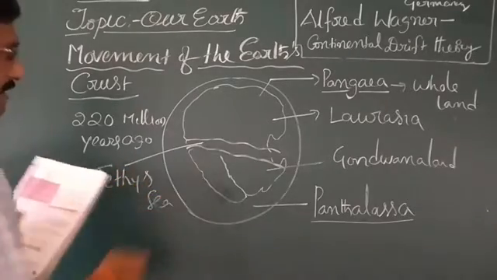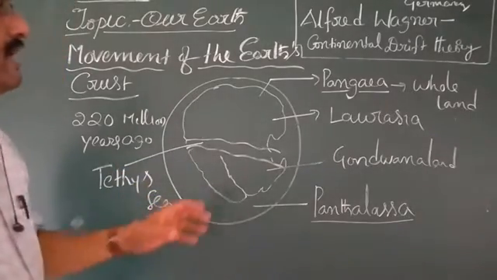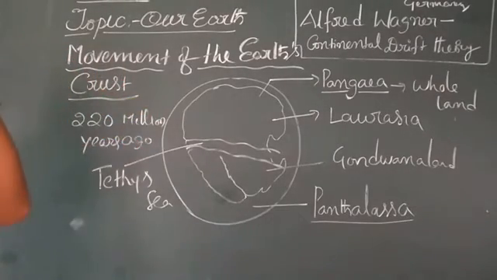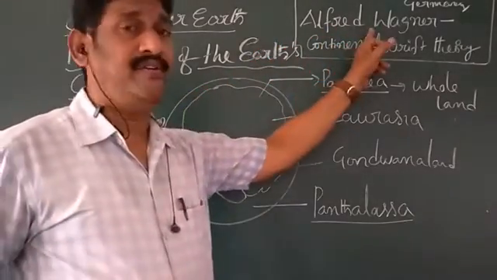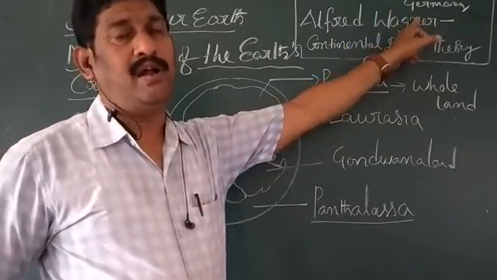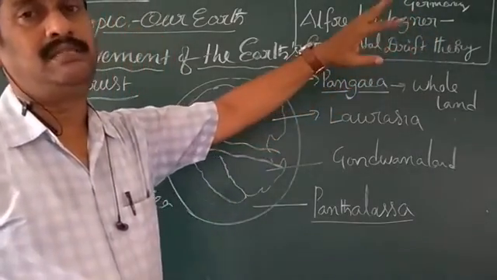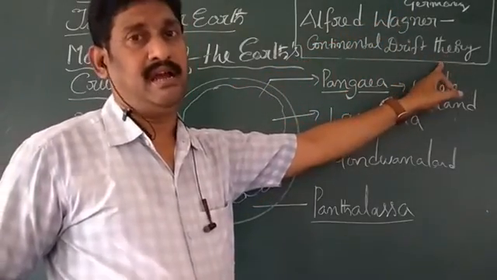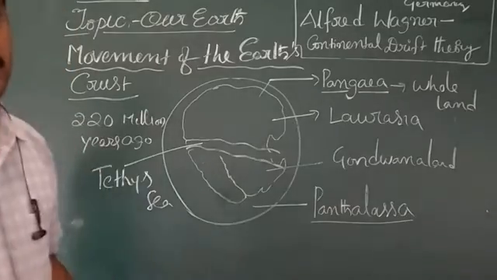With this we have understood about these movements of the earth crust. Who launched this theory? His name is Alfred Wegener. Which country did he belong to? Germany. The theory he launched is called the continental drift theory. Understand clearly here, my dear children.